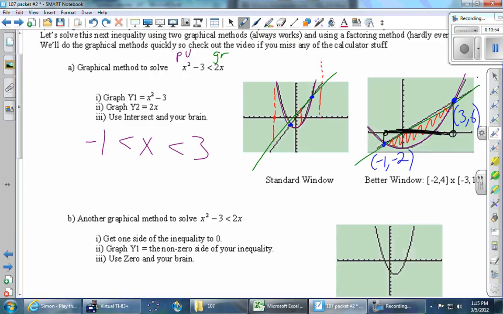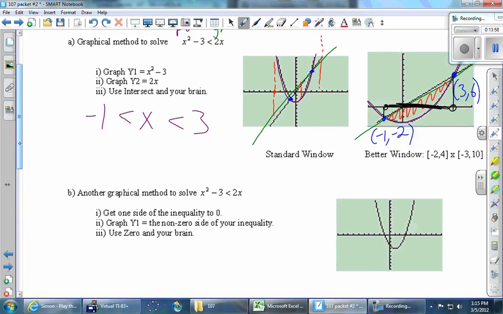Okay, let's take a look at part B, which is the same exact inequality. We already know what the answer is, but pretend you don't. Same exact inequality, but instead, step 1 is to get one side equal to 0. So how about we bring those 2 x's to the left? Do you guys buy that that's the same, it's equivalent?